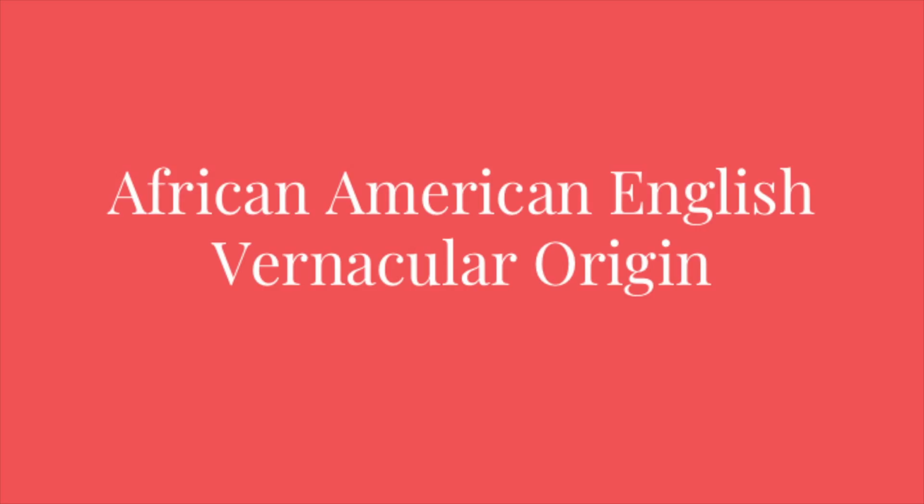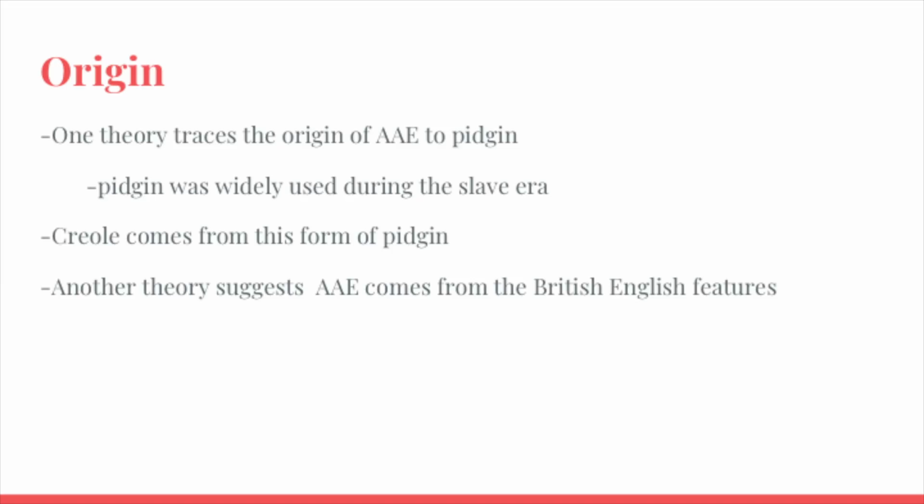AAE vernacular origin. The origins of AAE are debatable. One common theory traces the origin of the developed language back to a type of Pidgin. Pidgin is a form of language that has been stripped to the most simplified grammatical form and is used for communication between groups of people that do not share a common language.